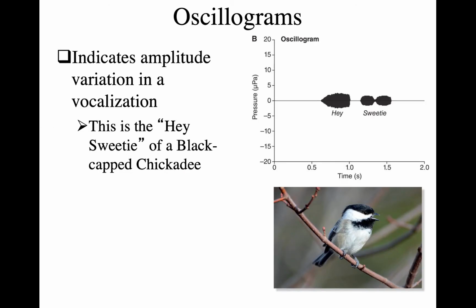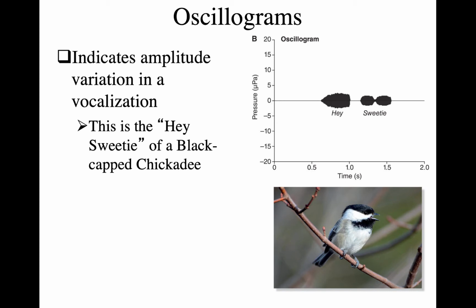Well, how do we actually quantify vocalizations or sounds made by birds? There are actually a couple of methods that we can use to do that, but they measure slightly different things. So one is using an oscillogram. An oscillogram indicates the amplitude of a vocalization. So think about the amplitude as being how loud it is.